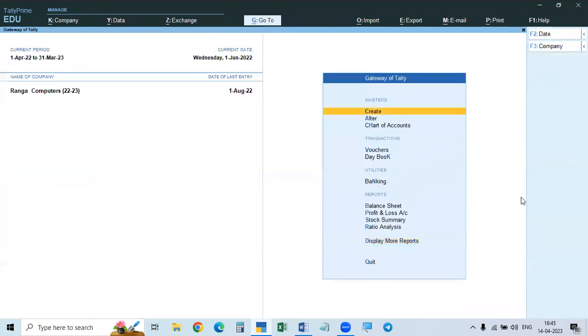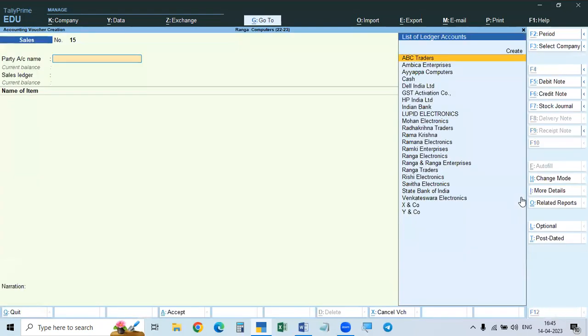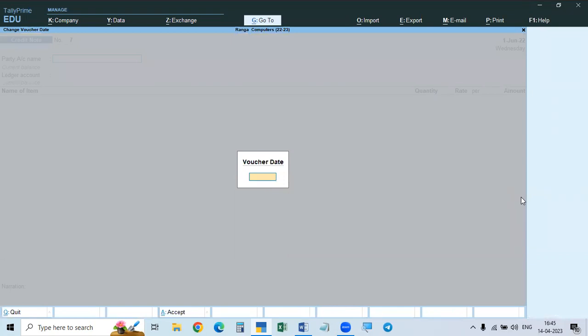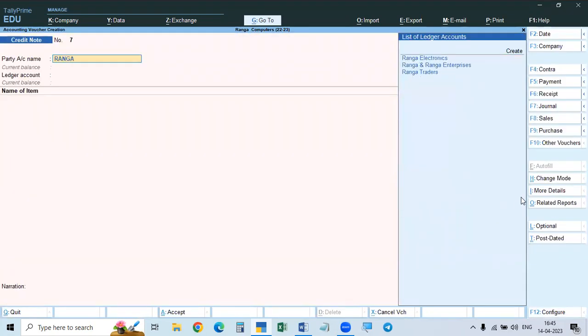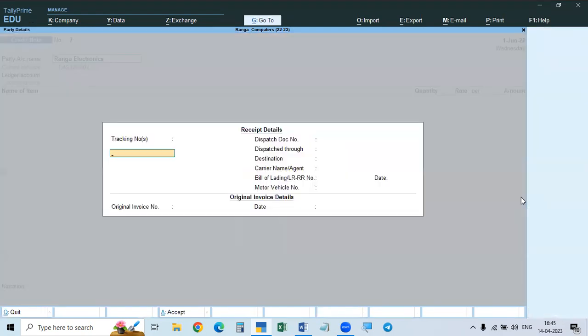So we will take up here. Voucher, Alt F6. 1st June. Name is Ranga Electronics. And here, when you are entering the date, numbers. So there is not one invoice. There are 2 invoices. One is number 13, comma 14. 2 numbers you get.